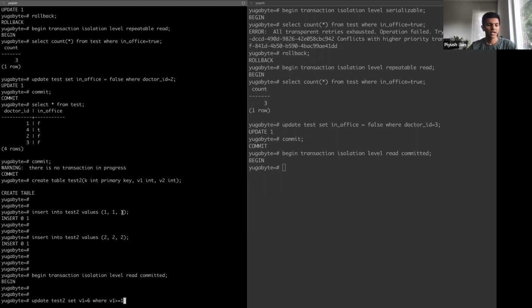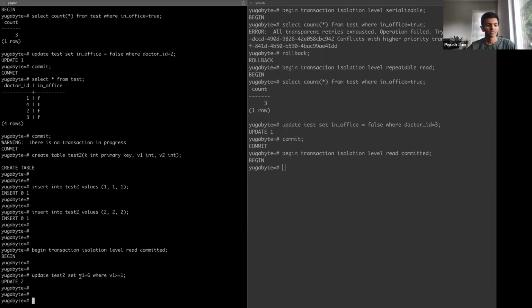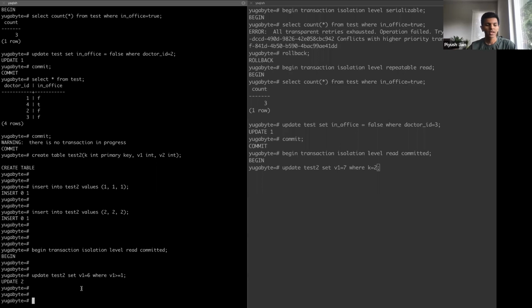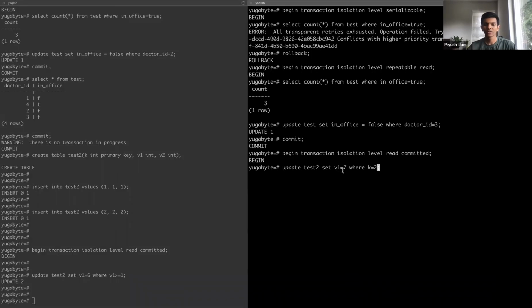So essentially I'm trying to update both of these rows to the value 6, right? So instead of one row, I'm updating two rows. And let's do something different here, which is let us update it to 7 where k equals 1. Or let's say k equals 2, right? So this one is updating v1 to 6 on both rows. This one wants to update it to 7 just for the second row, right?